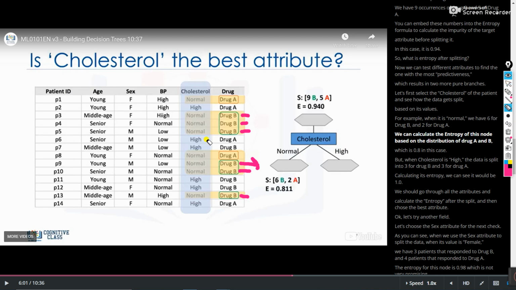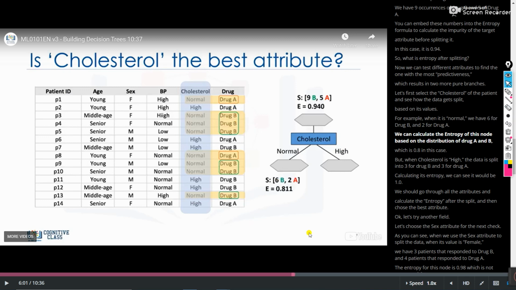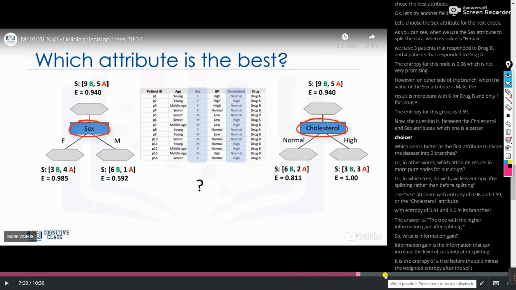And we do the same for high. So normal high for A and high for B. Exactly. But this is not the conclusion part, they are checking randomly. Now they are comparing the entropy of cholesterol for both normal and high features, and then entropy of sex for female and male.